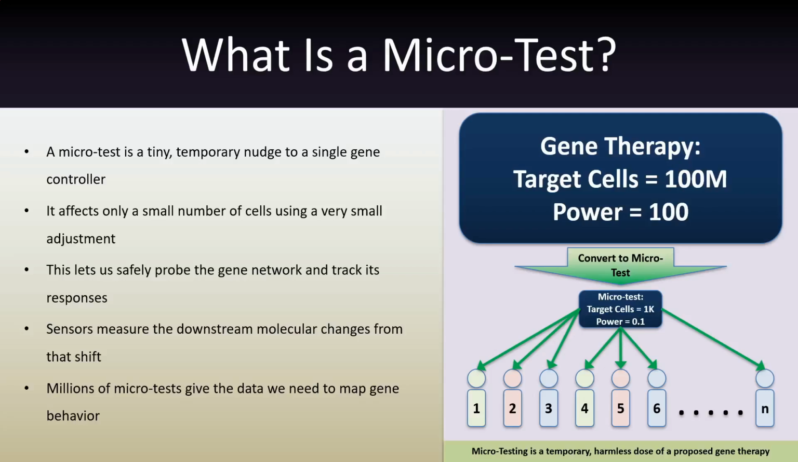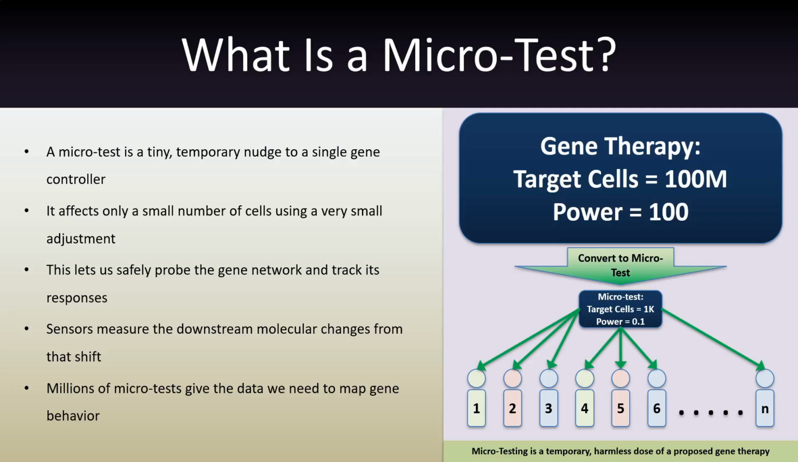What is a microtest? So how do we rewire a network this complex without putting anyone in danger? We start with the smallest adjustment possible, a microtest. A microtest is a temporary tiny nudge to a single gene controller applied in just a small number of cells. Maybe we upregulate or downregulate one gene by only 0.1% from its baseline activity.